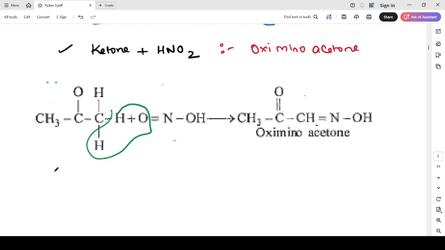Consider you have a ketone. I have ketone plus HNO2, which will form oximinoketone. That means I am creating an oxime, isn't it? What is an oxime? We have seen already. Whenever you treat a carbonyl group with hydroxylamine, what it forms is an oxime. I'm taking a ketone here and treating it with hydroxylamine, where it is going to form oximinoketone.